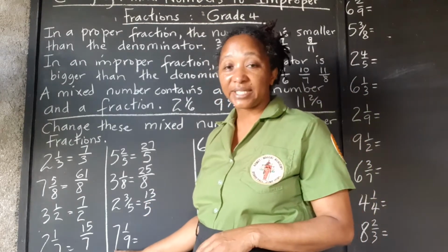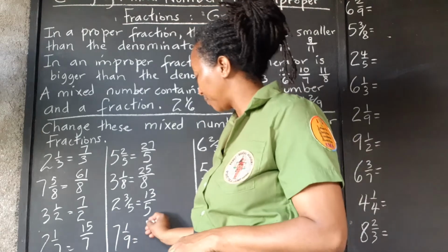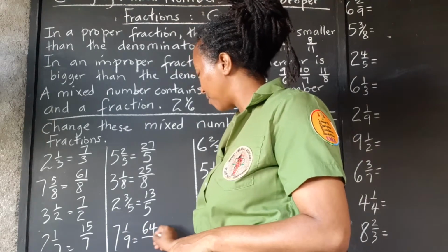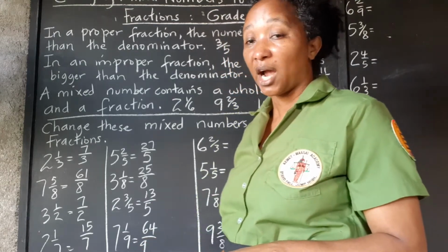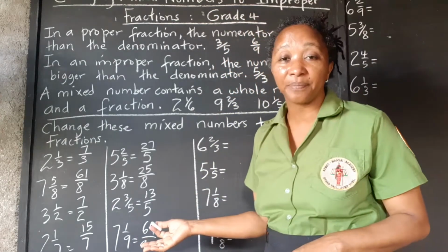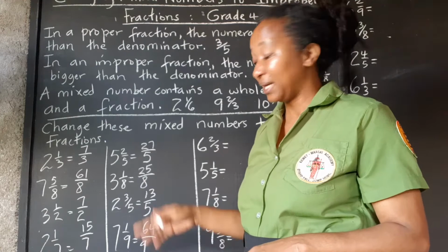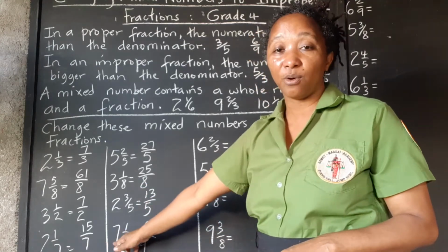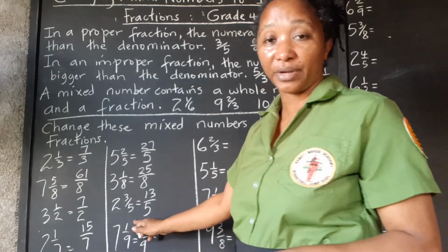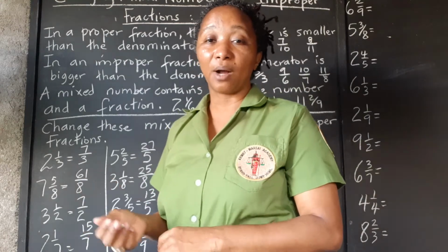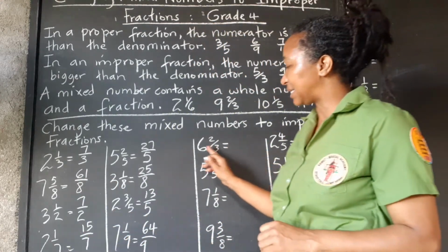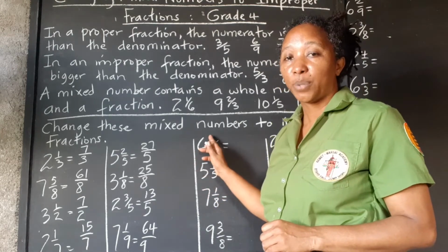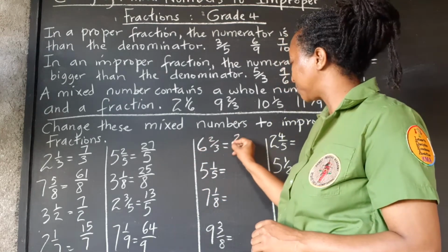9 7s, 63 plus 1, 64. Put it back over the denominator, which is 9. Are you following the steps so far? So we're multiplying the denominator by the whole number, adding the numerator, and we put the answer back over the denominator. Alright, so 3 6s are 18, plus 2, 20.